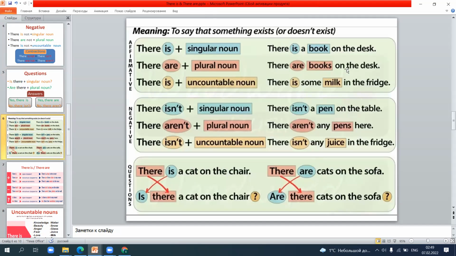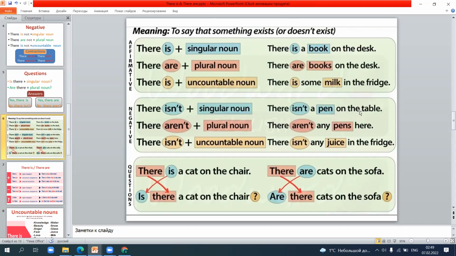There are books on the desk. So books is in plural form. It means that we should use the construction there are books on the desk. There is some milk in the fridge. So milk is an uncountable noun. It means we should use the construction there is.